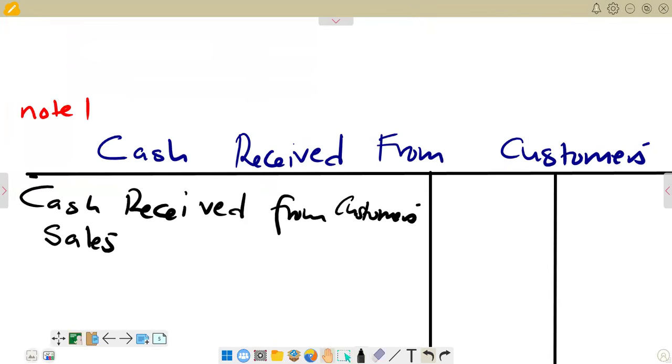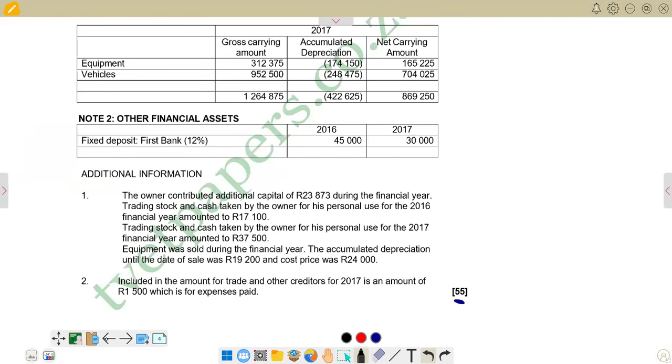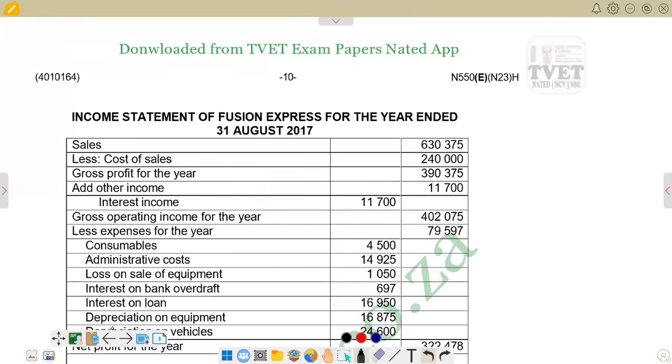So the figure that we are having is 630,375. And obviously now we are going to adjust for an increase or a decrease in debtors, which we are going to analyze from the question according to the figures that we are given. So we come back again to the beginning of the question, we go to the balance sheet.